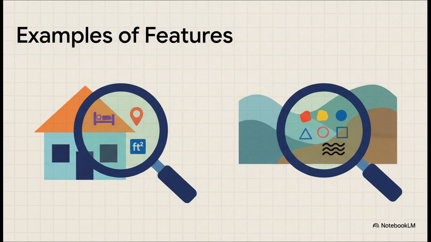To predict a house price, an AI needs features like, say, the number of rooms, its location, the total area. To understand a picture, it's looking for features like the colors, the shapes, the edges of objects. Without these specific little details, the AI is just staring at a bunch of numbers with nothing to go on.